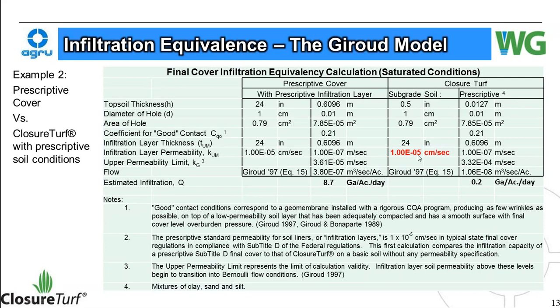Having used this underneath the ClosureTurf, the model now says the infiltration is 0.2 gallons per acre per day versus 8.7. So ClosureTurf is as good as or better than the prescriptive standard depending on your soil conditions in the intermediate cover layer or foundation layer.